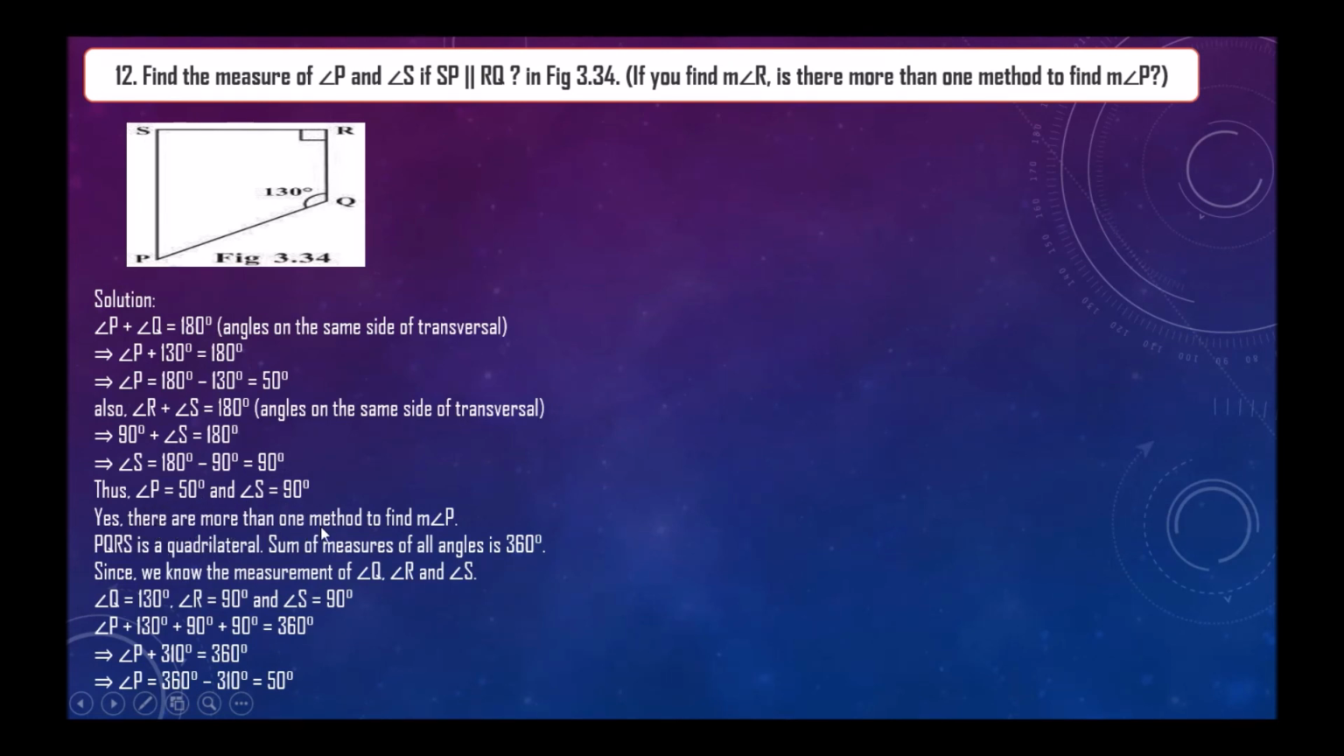Yes, there is more than one method to find measure angle P. PQRS is a quadrilateral. The sum of the measures of all the angles is 360. Since we know the measurements of Q, R and S, we can find measure angle P, that is 360 minus 310, that is 50 degrees.